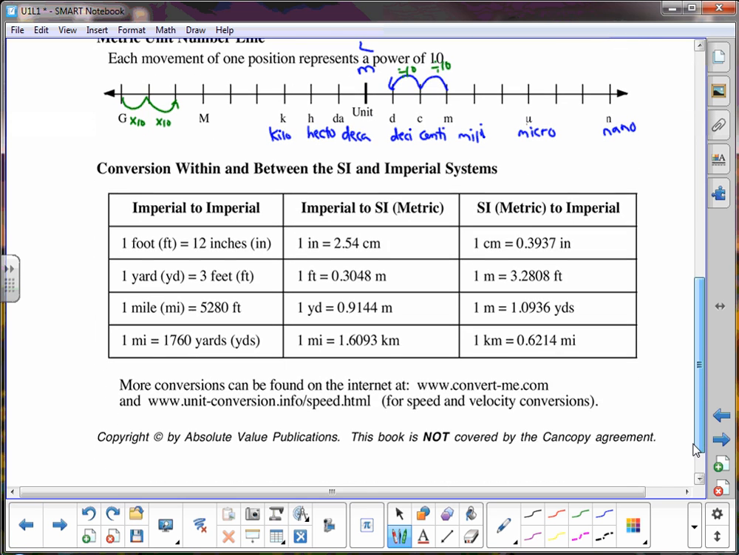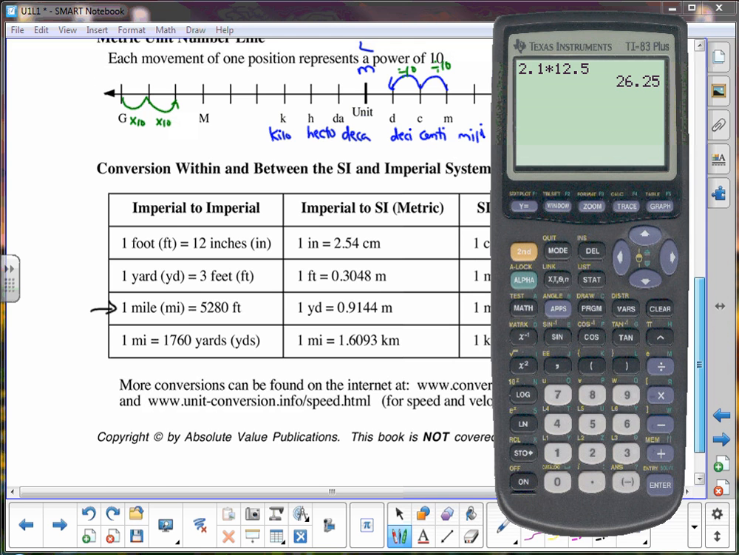Let's look here. So miles, we have miles to yards, we have miles to kilometers. Well, that's going metric. So the only thing I could do here, and miles to feet. So we either have to change our miles first to yards or to feet. So I'm going to choose feet. This is the ratio I'm going to start to work with. 1 mile is 5,280 feet.